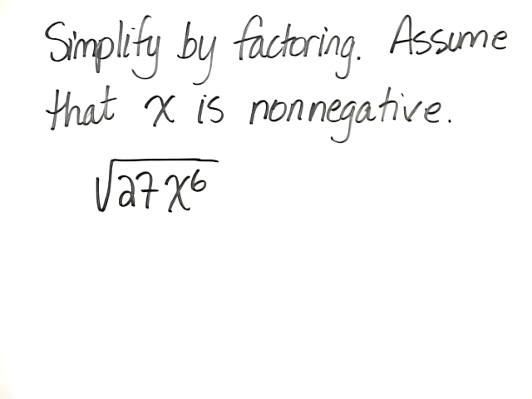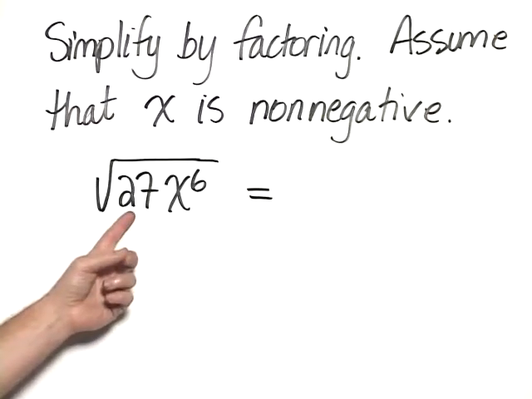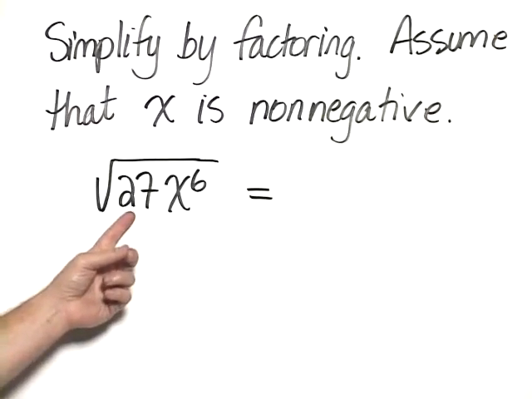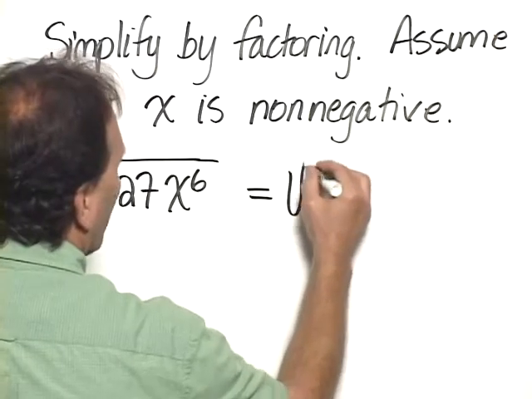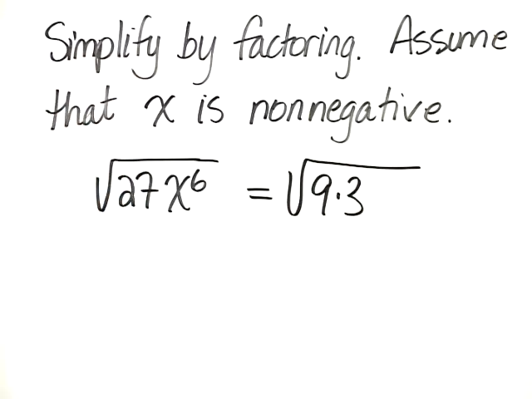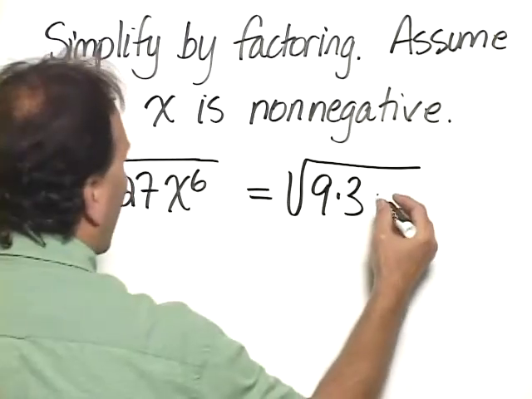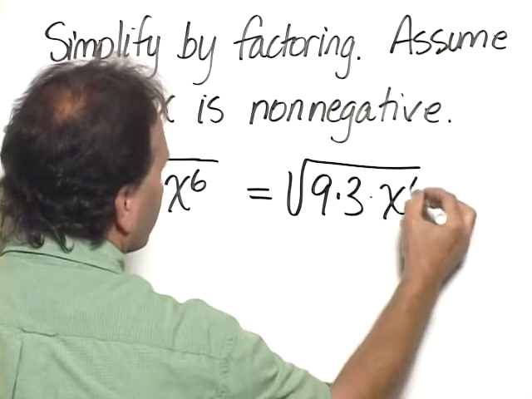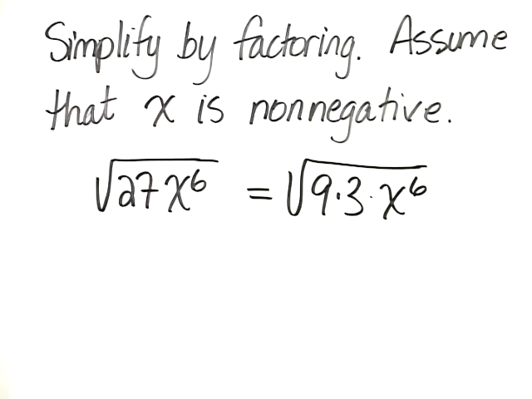Simplify by factoring. Assume that x is non-negative. We have the square root of 27 times x to the 6th. What we want to do is factor 27 into a perfect square and another factor. So we would rewrite 27 as 9 times 3. So we have the square root of 9 times 3 times x to the 6th power.